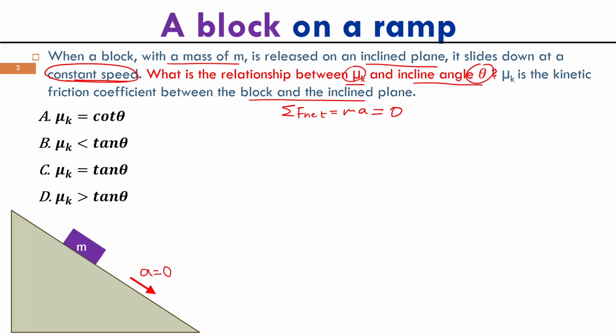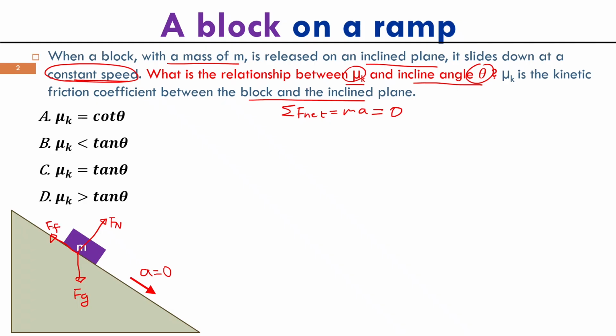Then what we can do is construct the free body diagram. So the block is under gravity going down, and the block is under normal force perpendicular to the ramp. When the block is moving down, it also experiences a resisting force, which is friction. So friction is going this way. So this is the free body diagram.